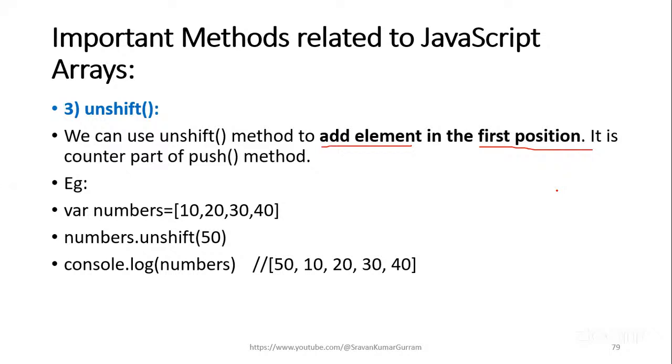So it is just like a counterpart of the push method. What is the importance of the push method? That is used to insert the element in the last position. Unshift is used to add the element at the first position. So that is the major difference between push and unshift. Next, see the example.